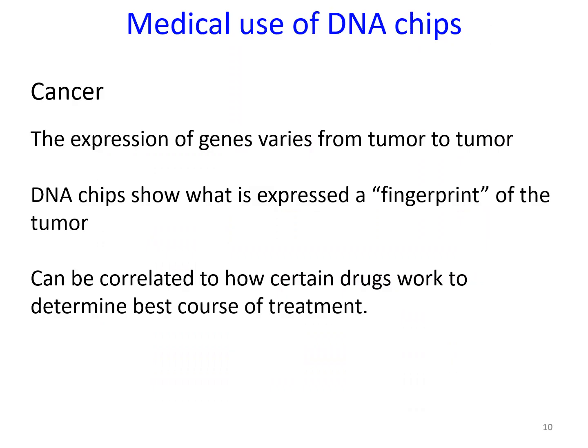Another medical use of these is in cancer. The expression of genes varies a lot between tumor to tumor. And so if you use a DNA chip like this, you can get what's known as a fingerprint of the tumor to have an understanding of what genes might be overexpressed in the tumor cell, and those are often targets for treatments. Okay, and so you can correlate that with how certain drugs work and determine the best course of treatment.